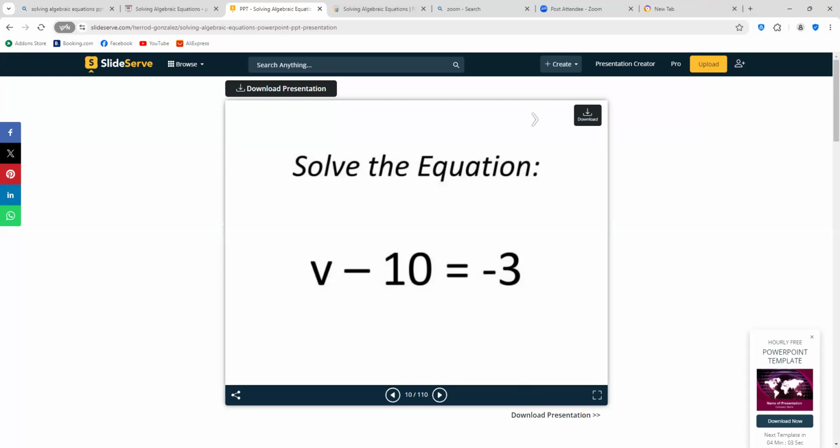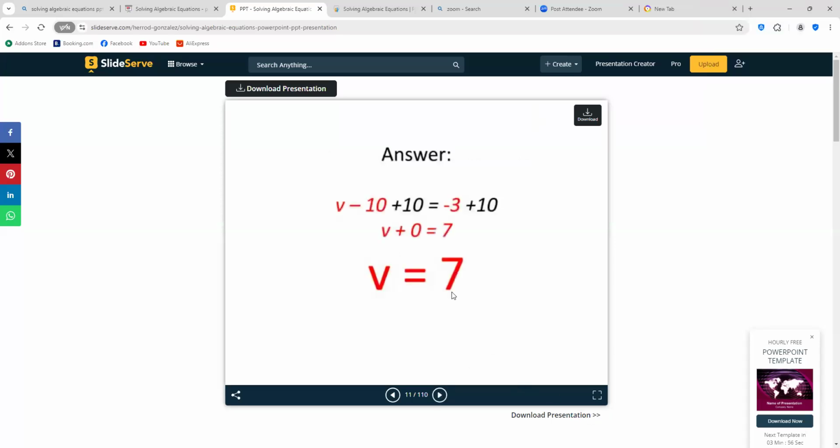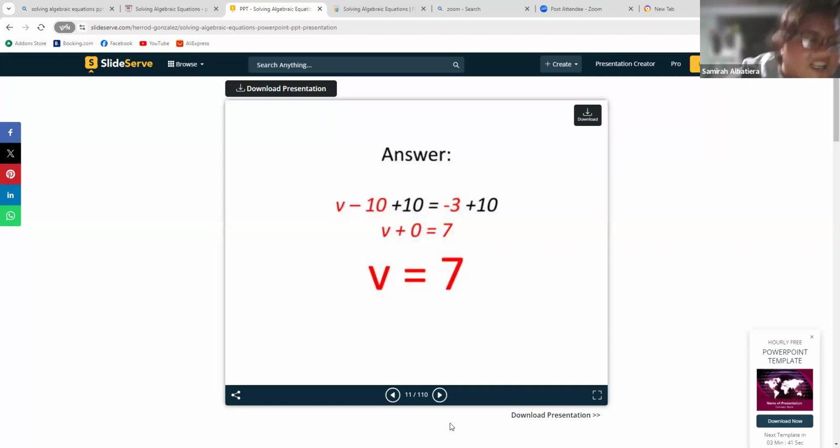Nicholas, 7. The lucky number. According to Noel, it is lucky 7. Very good. The answer is the lucky number 7. Samirah, the answer is 7. Yeah, 7 is a lucky number. Okay, next.